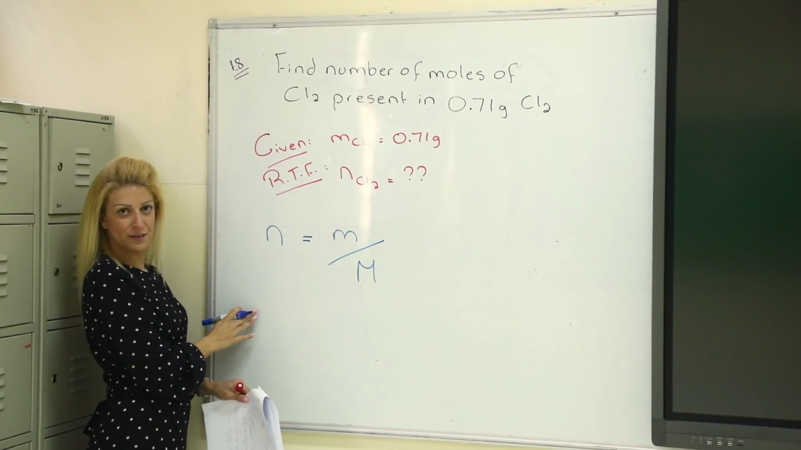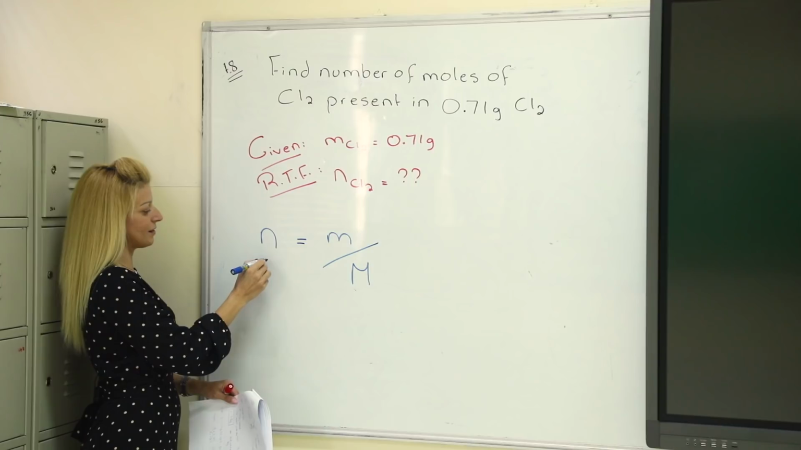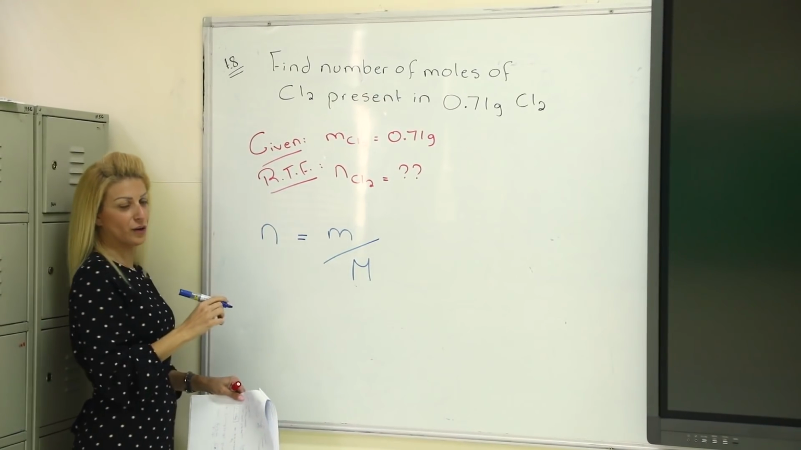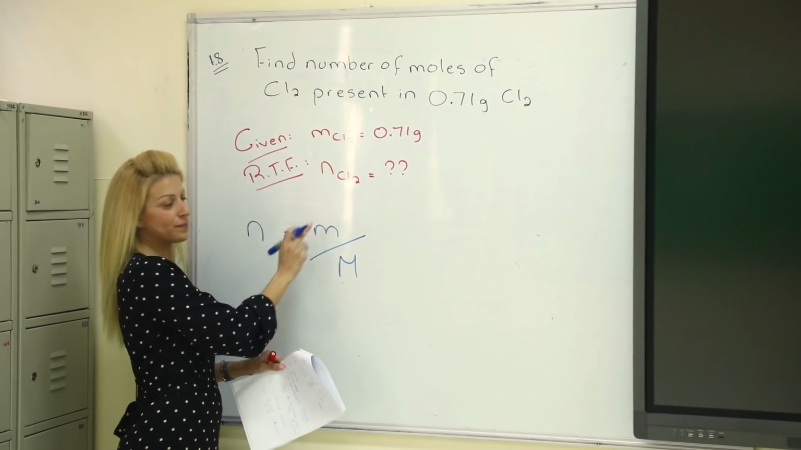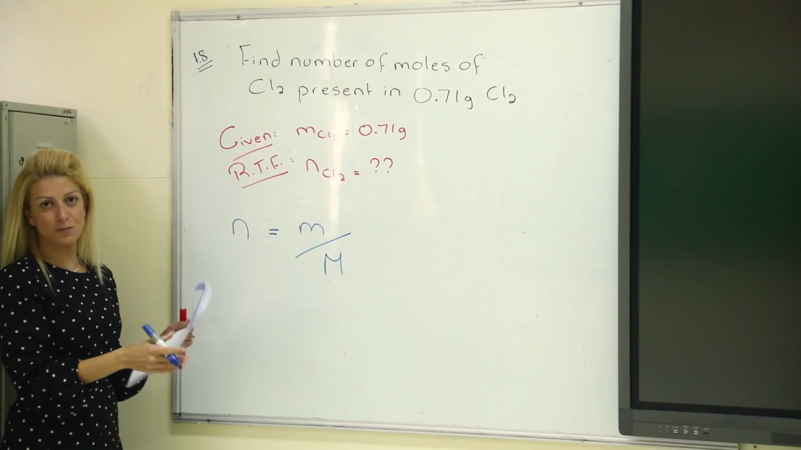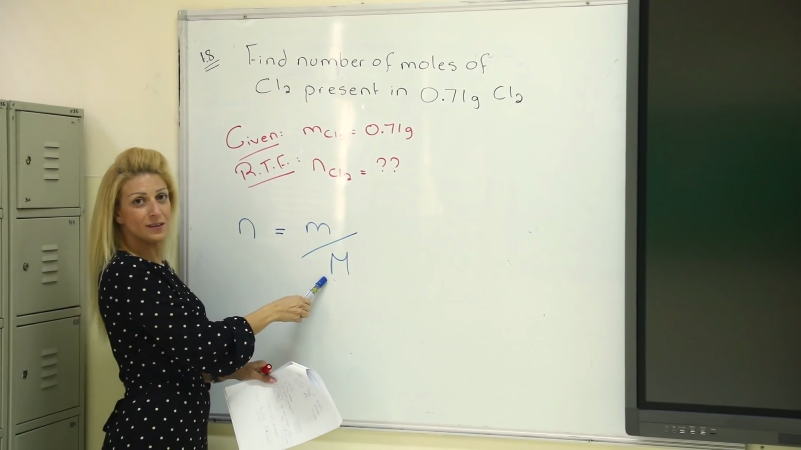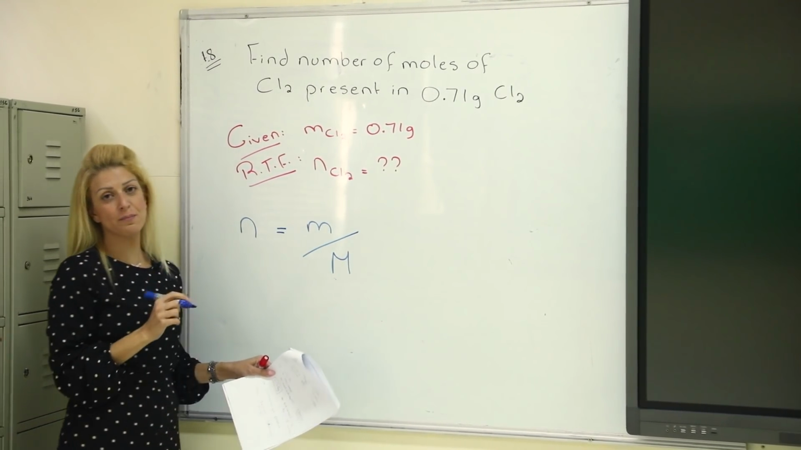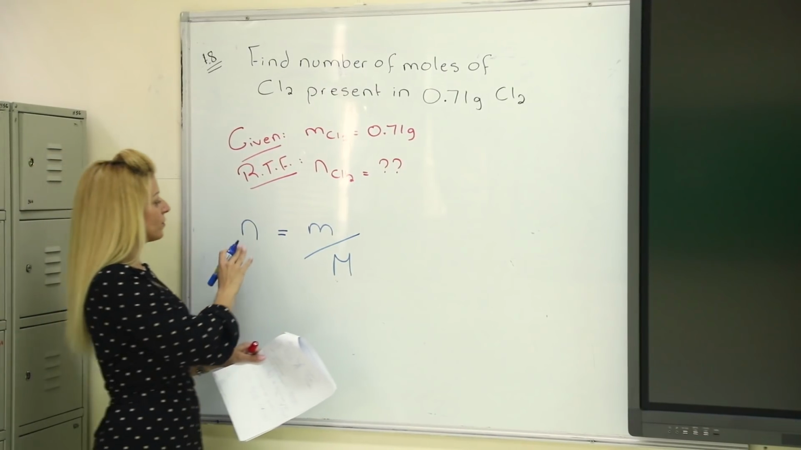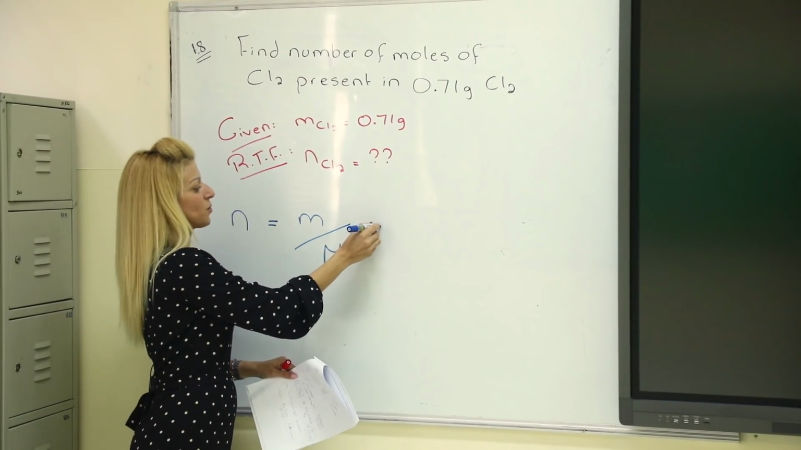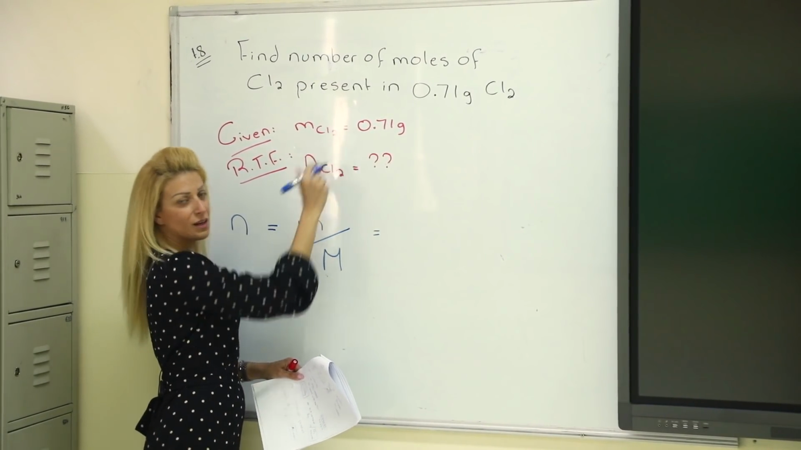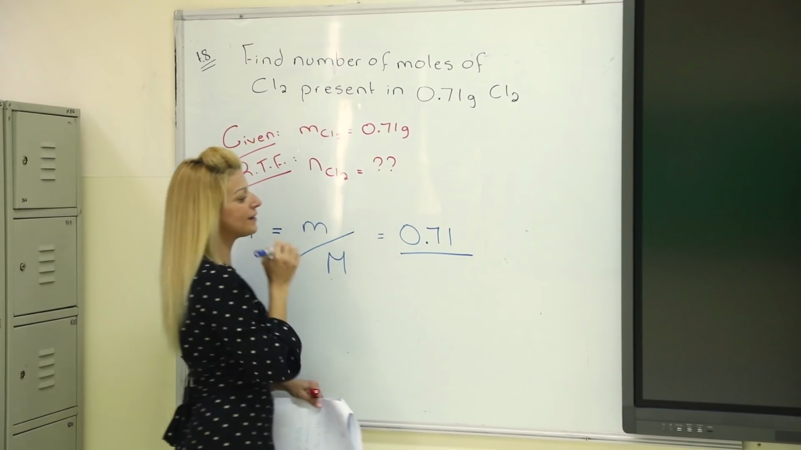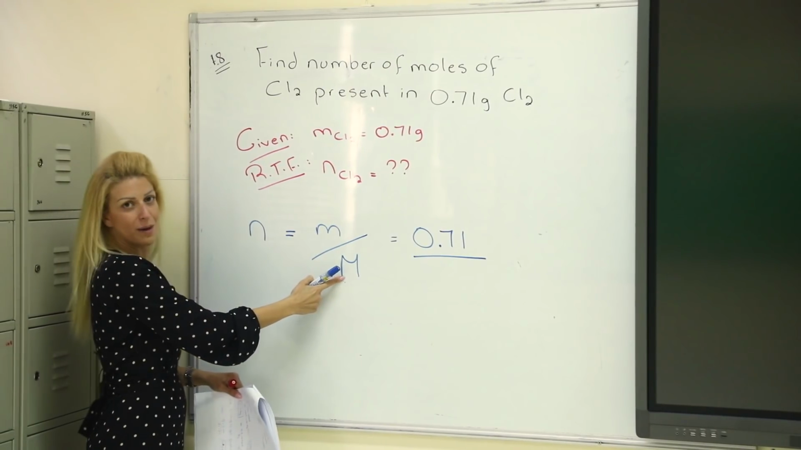What is meant by this equation? n is the number of moles of the substance, which is what we are required to find. Small m is the mass of that substance given. Capital M is its molar mass, which you get from the periodic table. So the number of moles here equals the mass, which is given to be 0.71, divided by the molar mass.